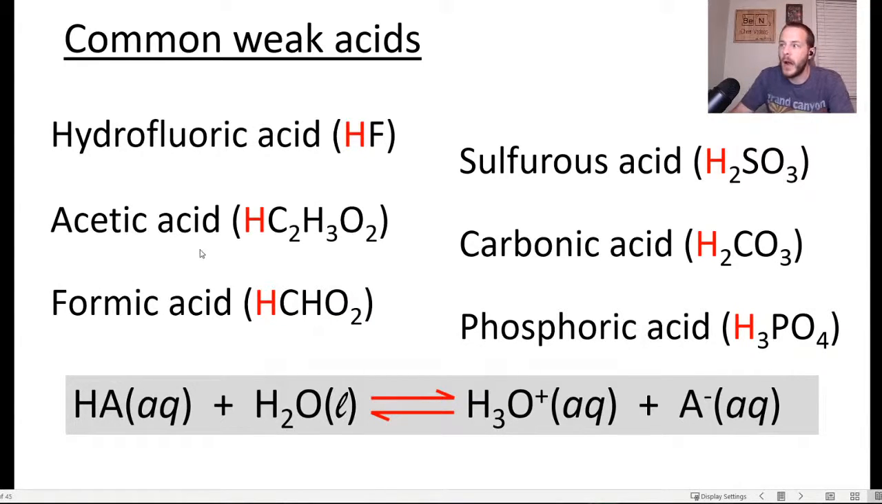Acetic acid, very, very common weak acid. That's HC2H3O2, the main component of vinegar. You can find it pretty much in any chemistry lab. Formic acid, HCHO2. Sulfurous acid, H2SO3, not to be confused with sulfuric acid, which is H2SO4, is a weak acid. Carbonic acid, H2CO3. Phosphoric acid, H3PO4. These are all examples of weak acids, and therefore this formula down here where we have the equilibrium arrows separating the reactants and products, that general form of the chemical equation would apply in the case of all 6 of these weak acids.